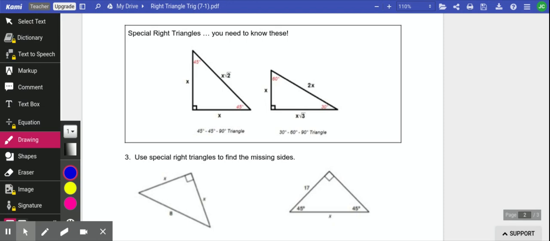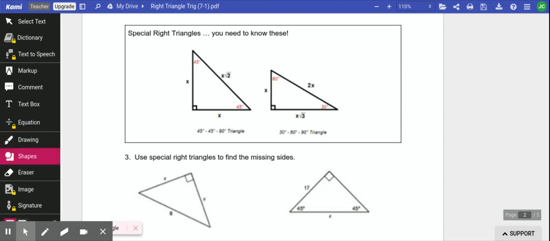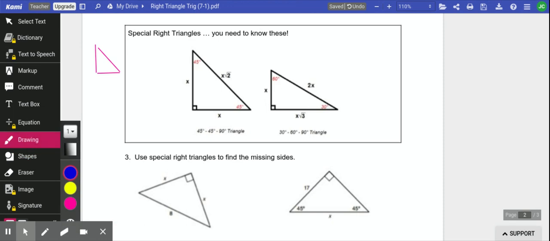I don't know exactly how you talked about it, but if you have a 45, 45, 90 triangle, let me just draw one over here. Okay, let's pretend that's a 45, 45, 90 triangle. If these are both 45 degrees, that means the two legs have to be equal. So the simplest thing this could be is 1 and 1. And then the hypotenuse is the square root of 2. So a 45, 45, 90 triangle always has sides in that ratio, 1, 1, root 2.